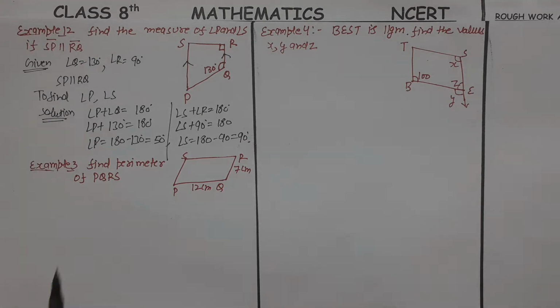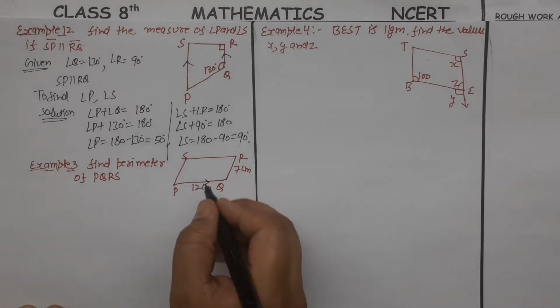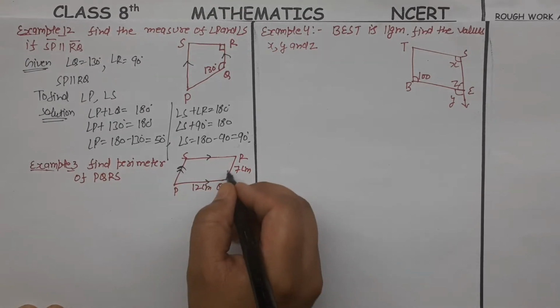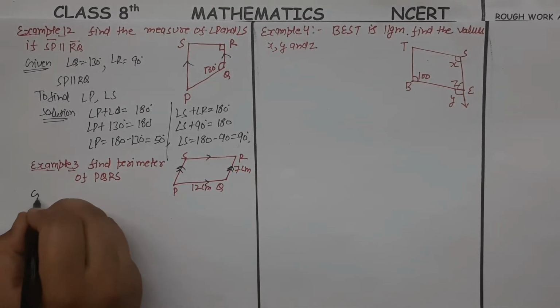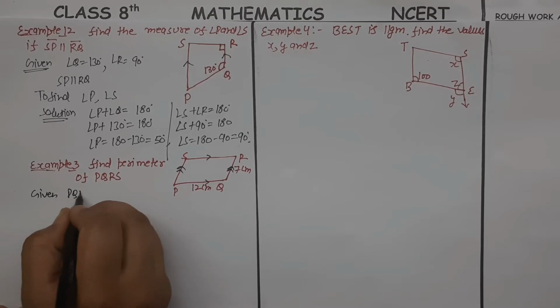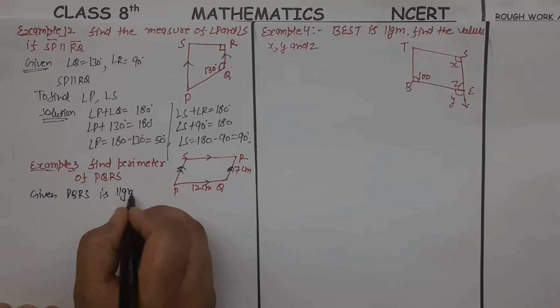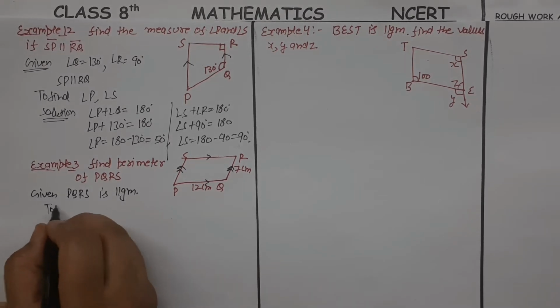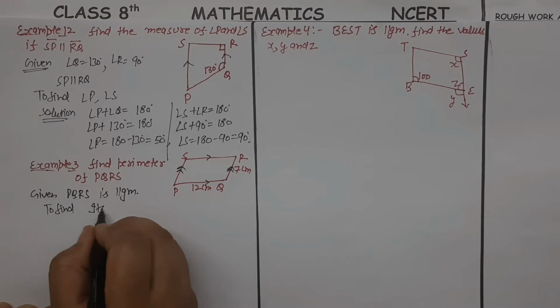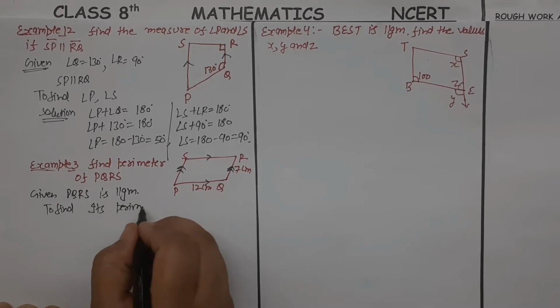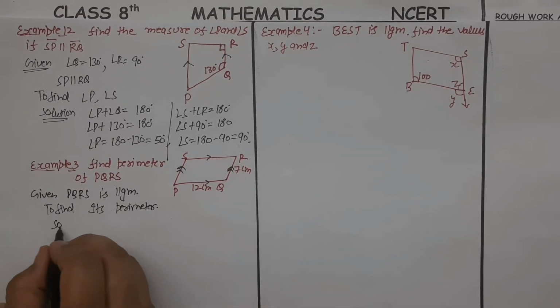Example number 3. In example number 3, find the perimeter of PQRS. Here PQRS is a parallelogram. Given PQRS is a parallelogram. To find its perimeter.